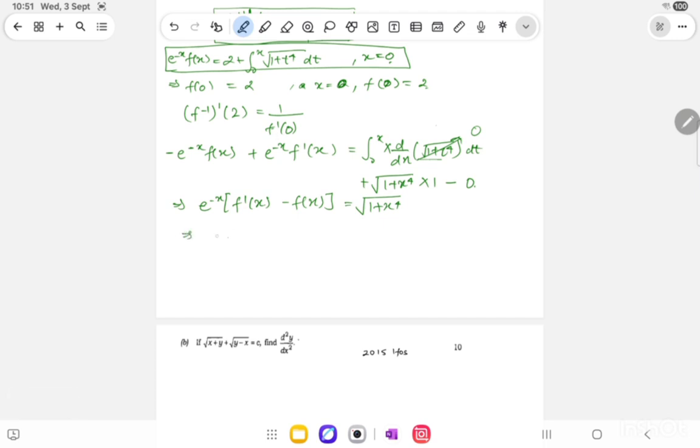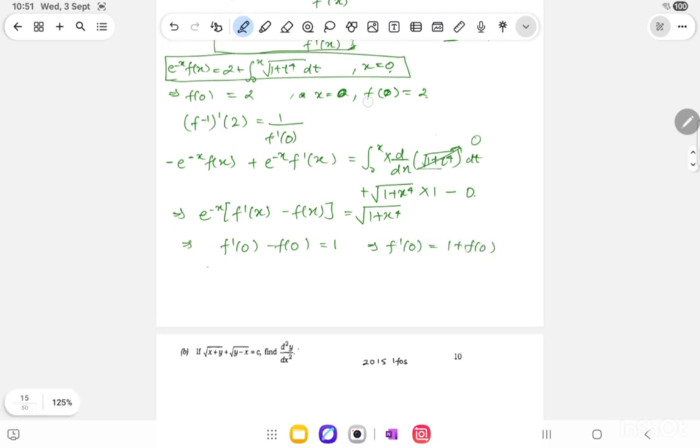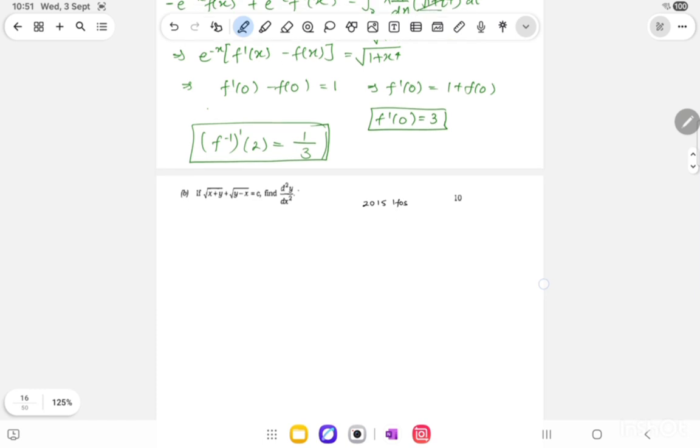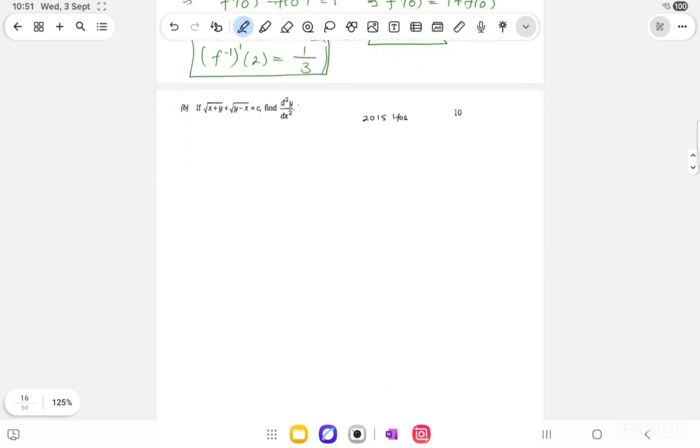So if I take x equals 0, I'll be getting f dash 0 minus f 0 is equal to 1. So from here my f dash 0 is 1 plus f 0, and I have calculated f 0 as 2. So my f dash 0 is basically 3. So the derivative of f inverse at 2 is basically 1 upon f dash 0, that is 1 upon 3. So this is the value of the derivative of f inverse at 2. Now let's move on to the next question.